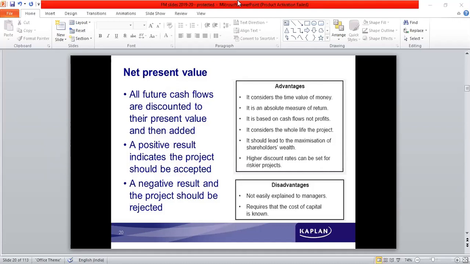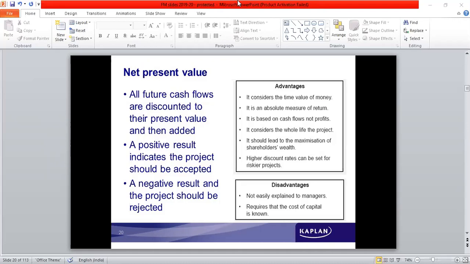ROCE is calculation of a percentage. If the investment is made, the annual average profit which is earned is compared with the investment and converted into a percentage. So based on the percentage, the decision will be taken. If ROCE is greater than the discount rate, ROCE is greater than the cost of capital rate, then we accept it, otherwise we reject it.